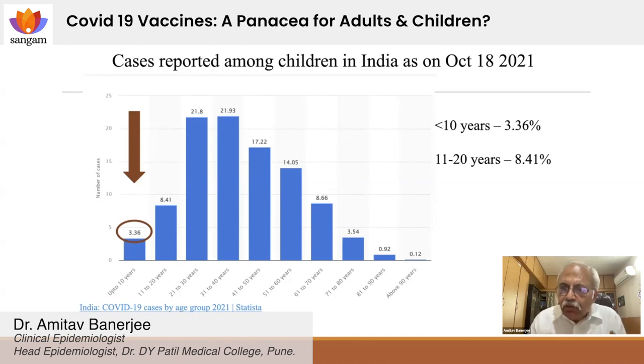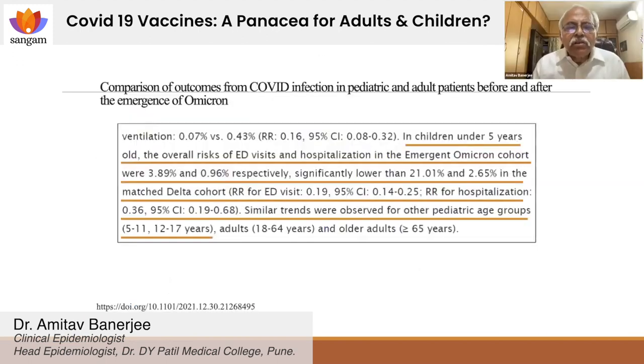And the same type of pattern is seen in other countries. I have got data from Ontario, one of the states of Canada, where again children comprise 12% of admissions, in a comparison of before Delta and after Omicron. I will explain this better in the next slide. Only 0.07% of the pediatric age group required ventilation compared to 0.43% in the adult population.